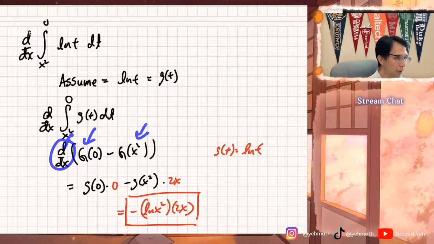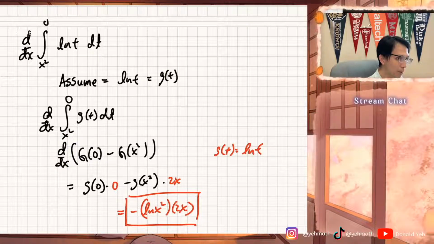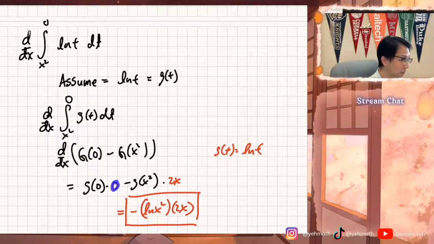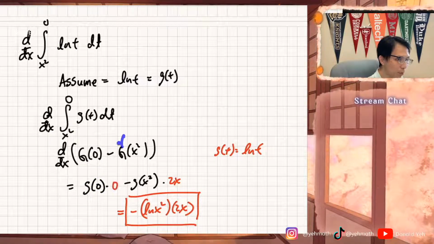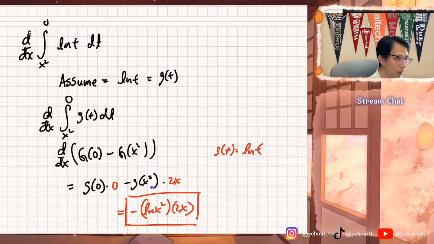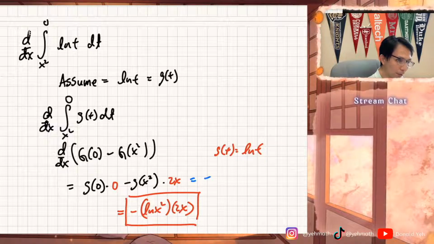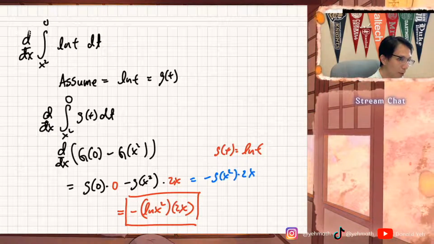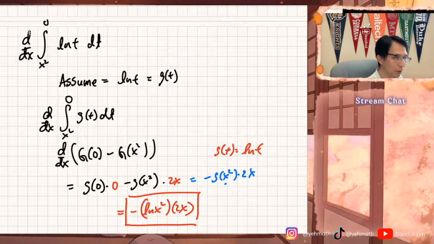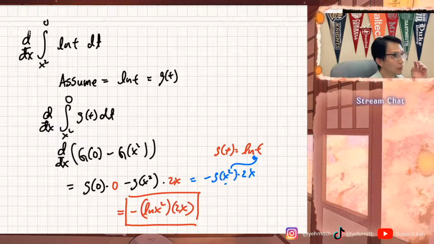Then I take a derivative. The derivative of big G at 0 is small g of 0 times the derivative of 0, which is 0. And the other part gives small g of x squared times the derivative of x squared, which is 2x. So my end result is negative g of x squared times 2x. What is g? g is natural log of t, so I plug in x squared: natural log of x squared times 2x. Does that make sense?